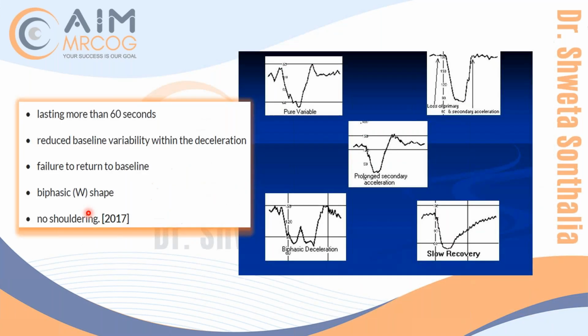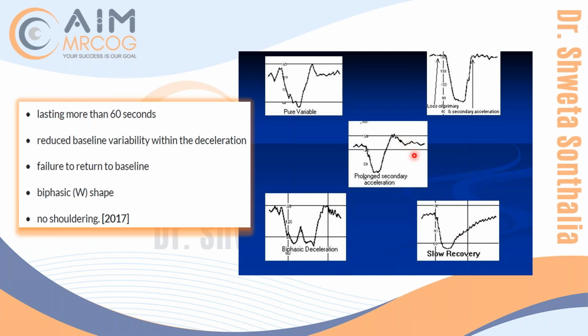And the concerning characteristics. Again, to emphasize more, this is a pure variable. There is shouldering, there is variability. This is no shouldering at all. This is prolonged, more than 60 seconds, and whenever there is a prolonged variable deceleration, you will see an overshoot sort of pattern, meaning it takes a longer time to recover, like this slow recovery. So this is further bad. This is also slow recovery and overshooting.